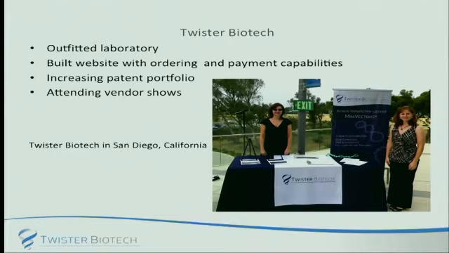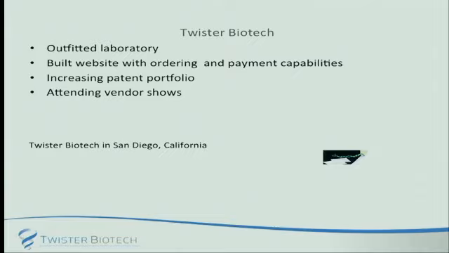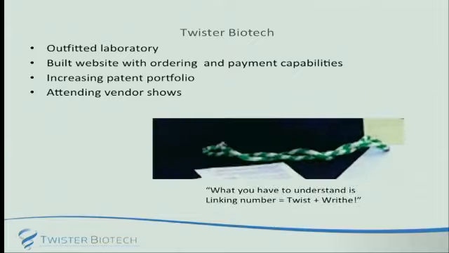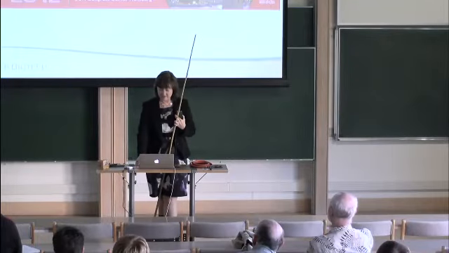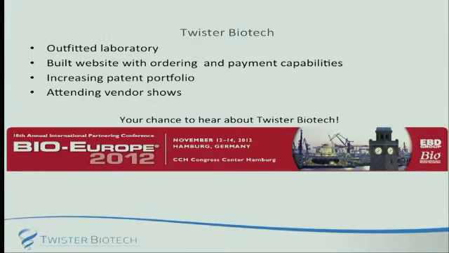And of course, Twister is attending vendor shows, and here they are doing it. I want to focus, if you cut out the people and enlarge that a little bit, they are even carrying the DNA molecules, these sorts of props, to these vendor shows, because it really boils down to, look, what you have to understand is that linking number equals twist plus writhe, because that's what it boils down to every single time. And if there are business people in the audience, BIO Europe is just a 50-pound train ride away from London.